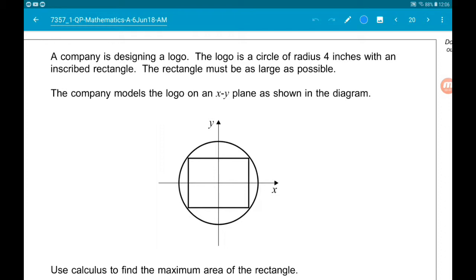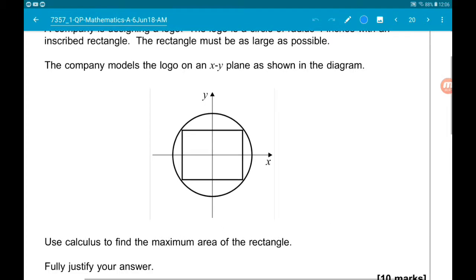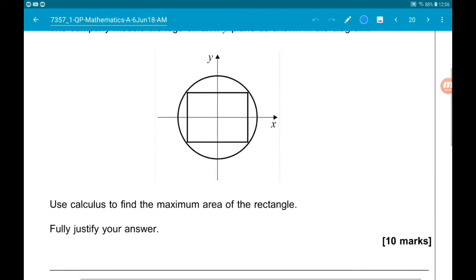The company models the logo on an XY plane as shown in the diagram. We want to use calculus to find the maximum area of the rectangle. Fully justify our answer, 10 marks, so they don't really give us any clues as to where to go. Hopefully you can make the link between calculus and maximizing to deduce that there is differentiating to be done.